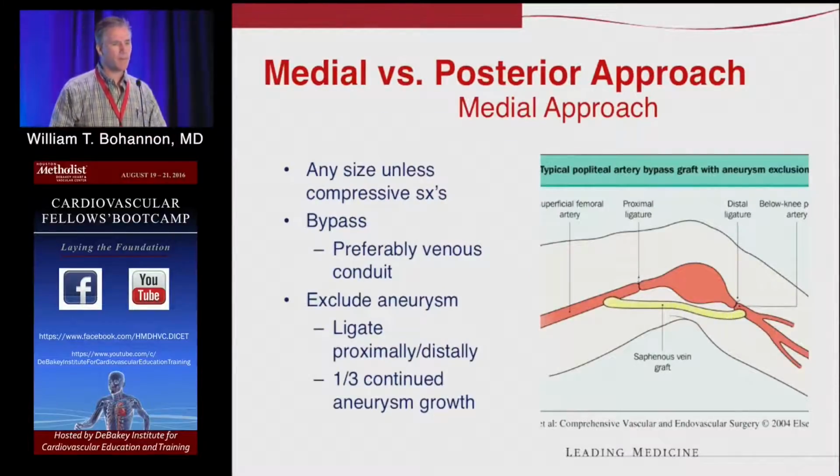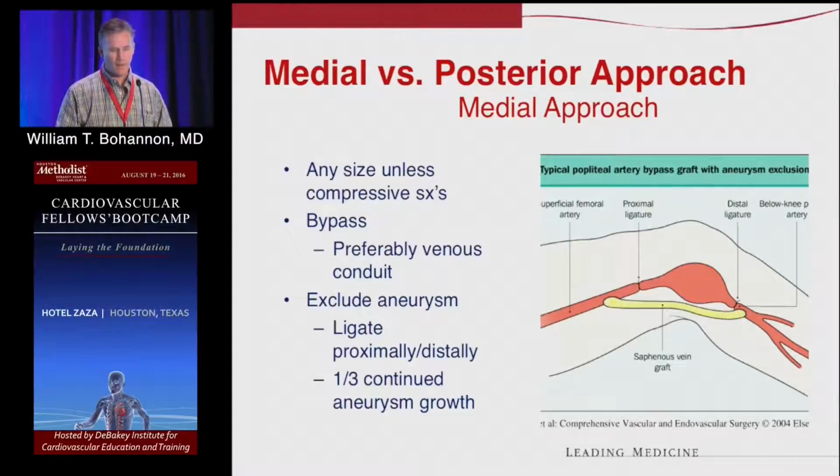So the most common approach is the medial approach. It can accommodate any size aneurysm unless they're having compressive symptoms. So compressive symptoms from a very large aneurysm in the popliteal fossa, you saw all the structures that were in there. That would be a reason to consider a decompressive type procedure. Now, you can decompress it somewhat from the medial approach, but the posterior approach may be a bit better for that.